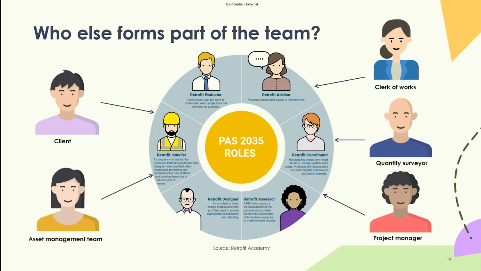for that work. You may have clerk of works, you may have a quantity surveyor, you may have a project manager. So these again are all roles that will be involved in the project. And I think it's really important for the RC to have an understanding of those roles and where they fit in relation to all of that. So that's what this diagram is kind of trying to illustrate.